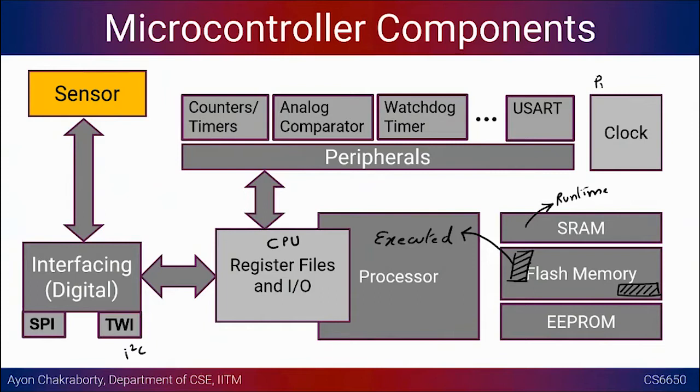So the prescaler is something that we also discussed in the last class. Different peripherals have a maximum clock rate that they can support, and based on that the prescaler is decided. So this is an overall picture of the microcontroller architecture.